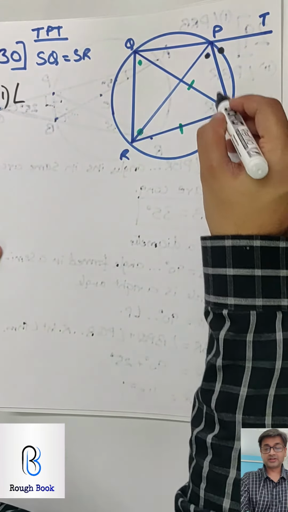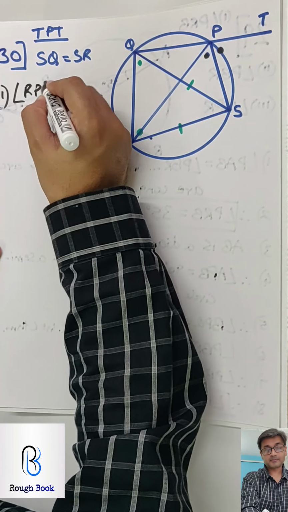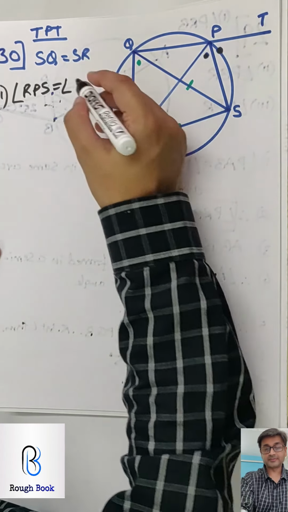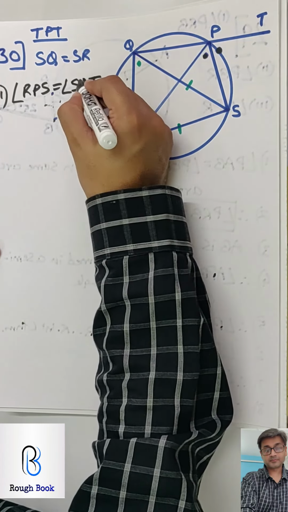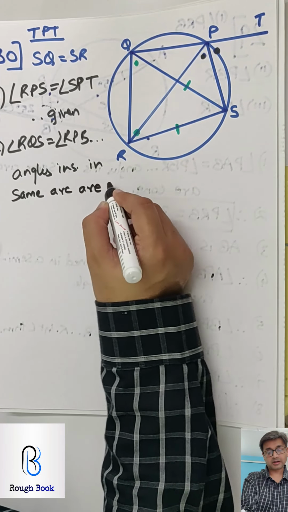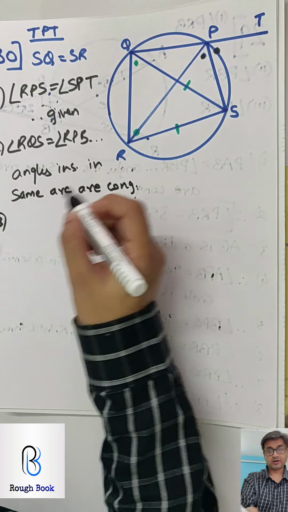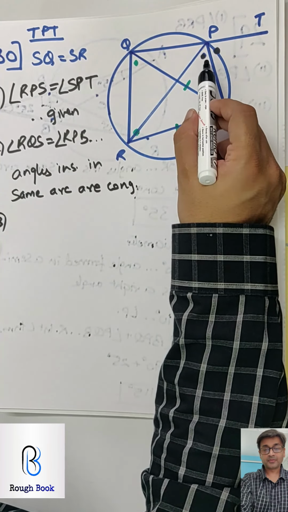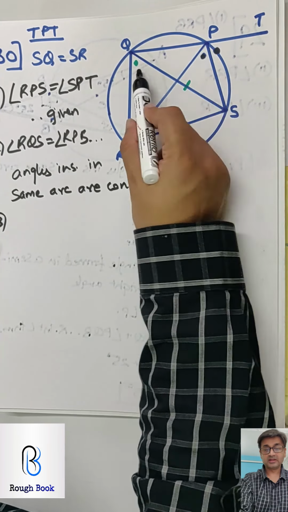So number one, I shall say RPS is equal to SPT. Reason will be given. Then RQS is equal to RPS. See, RQS, RPS, reason would be angles inscribed in same arc are congruent. Third, so we said these two angles are equal, then we said these two are equal. Now we say these two are equal.